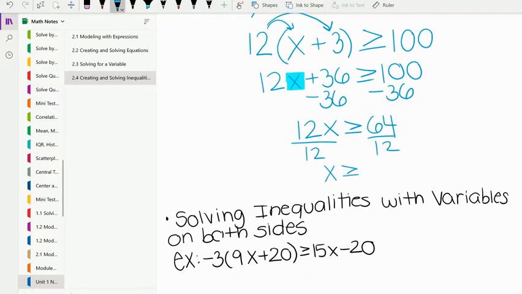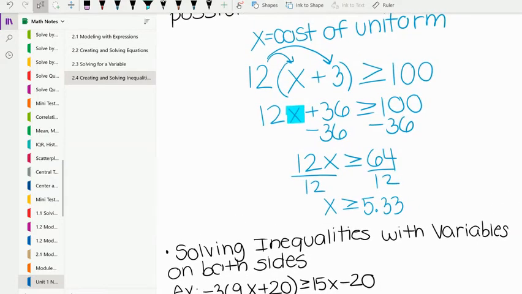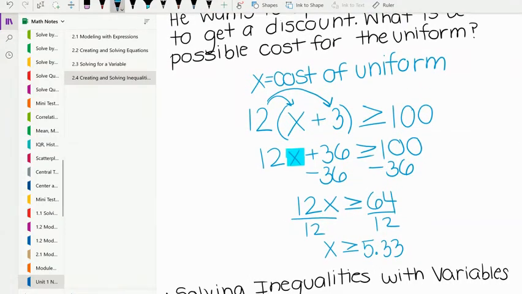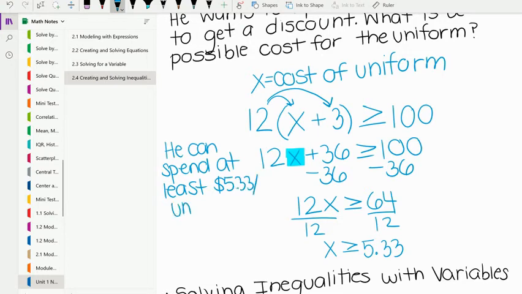So x is greater than or equal to 5.33. And it does make sense to round to the nearest 100th because we are talking about dollars, so we usually have cents in hundreds. What this means is he can spend at least $5.33, which is nothing, on each uniform.